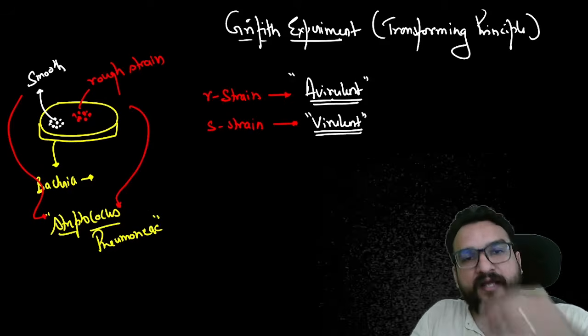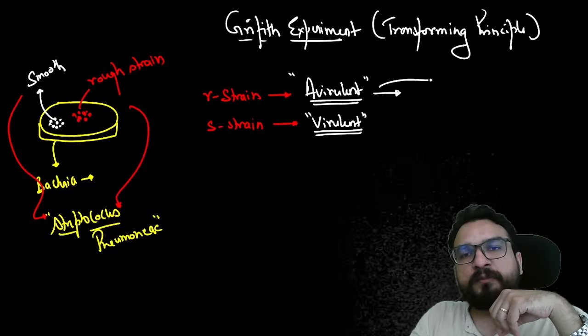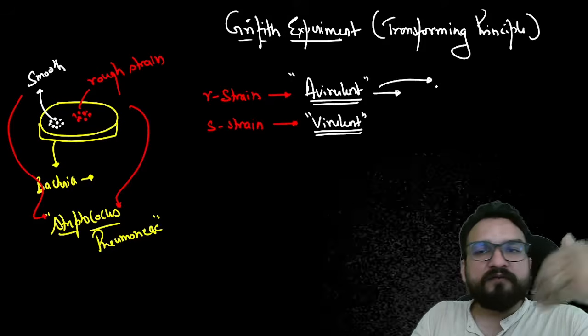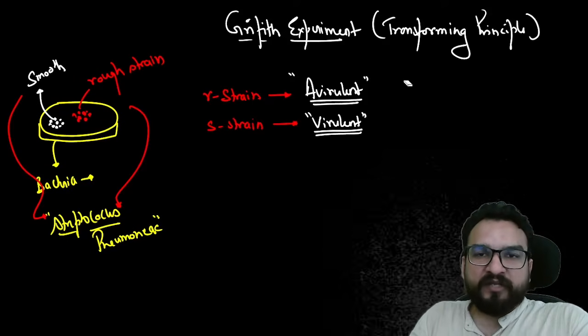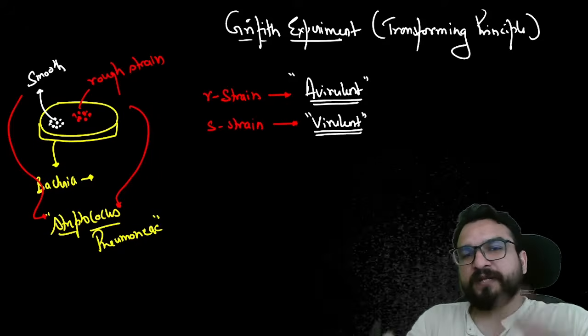Avirulent over here. And what will it be causing? It will be a non-disease causing bacteria. That means if you put it inside any organism, it will not cause pneumonia or any disease, right? So he has got an avirulent and a virulent type of strain over here. Now the experiment starts, guys.